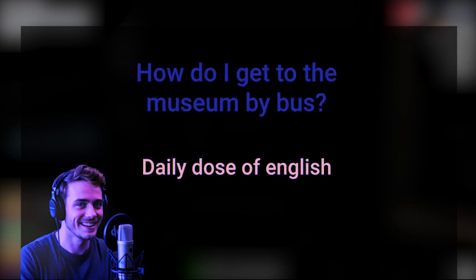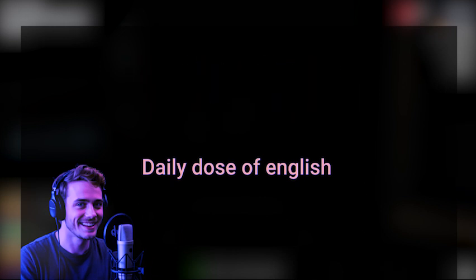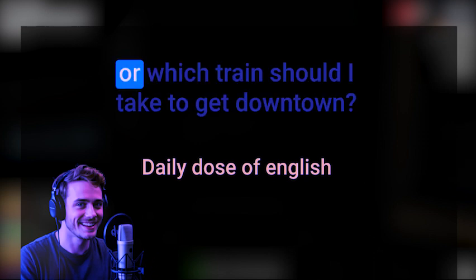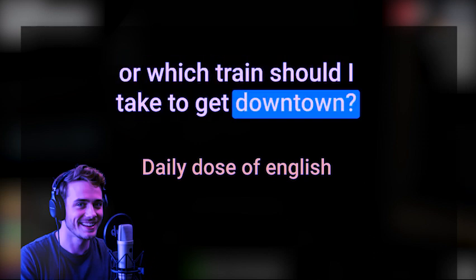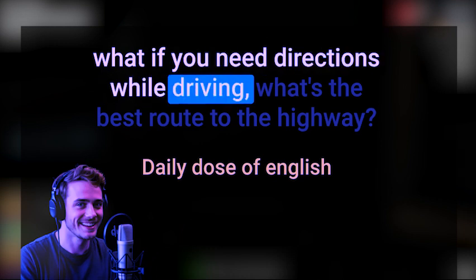What if you need to ask about public transportation? How do I get to the museum by bus? Now you repeat. Or, which train should I take to get downtown? Now you repeat.